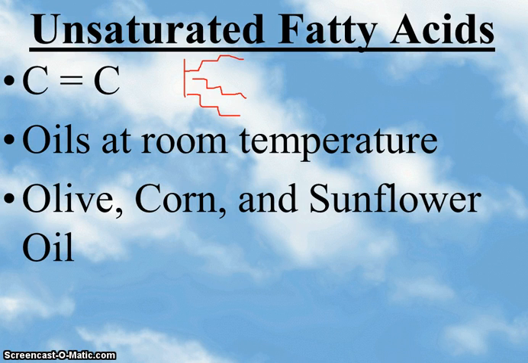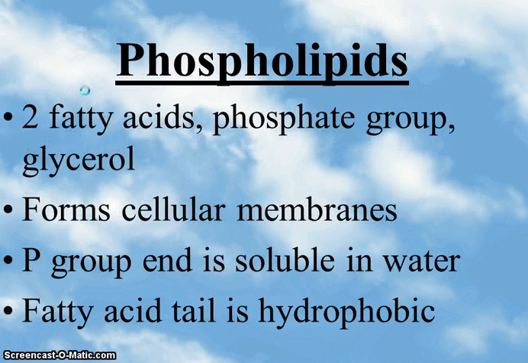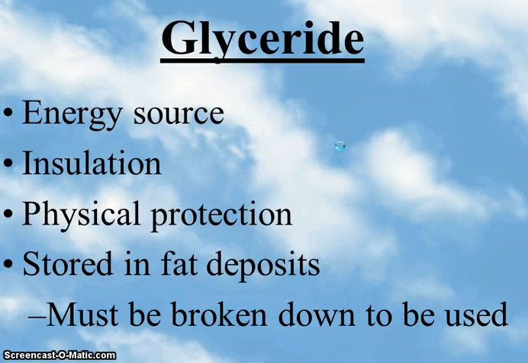So some other examples of lipids are phospholipids. And I kind of went through and showed you that we have a lipid bilayer in our cell membrane. Okay, there is the glycerol, 2 fatty acids, and the phosphate. And we'll talk more about this structure when we talk about the cell. We also have the glycerides, which are an energy source or insulation. Fat stored is actually physical protection. And in order to use the energy within it, we need to break down the glycerides or the fat.